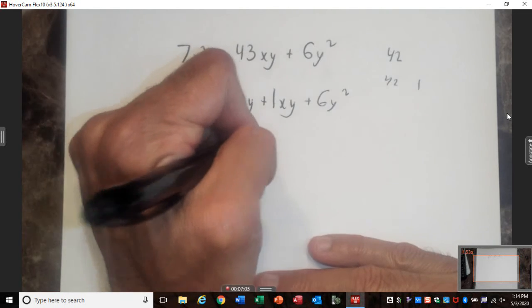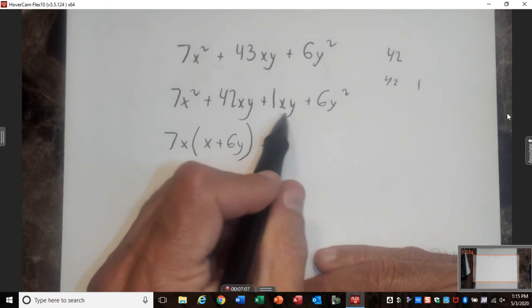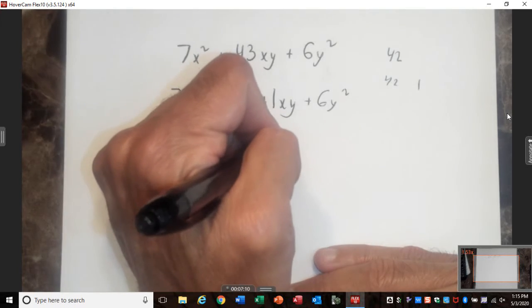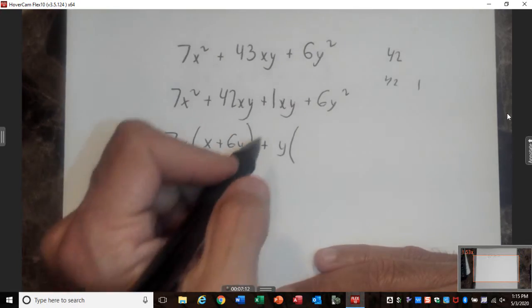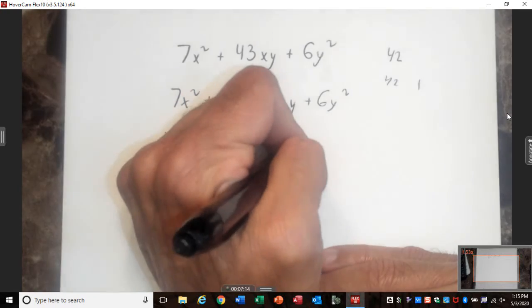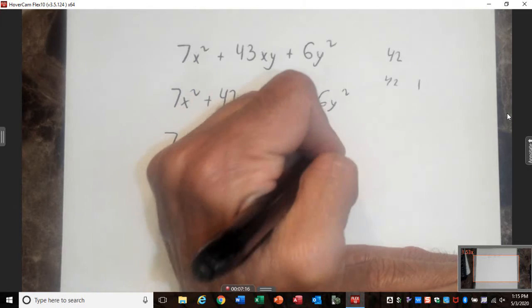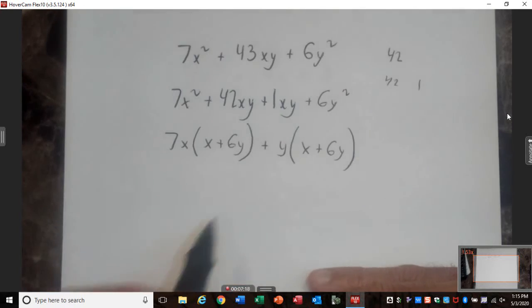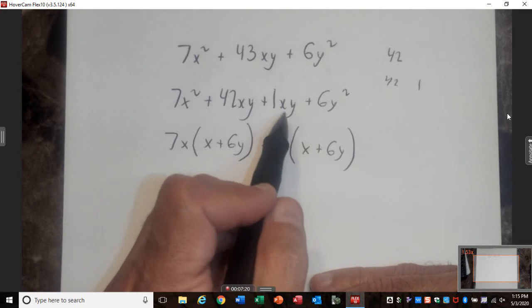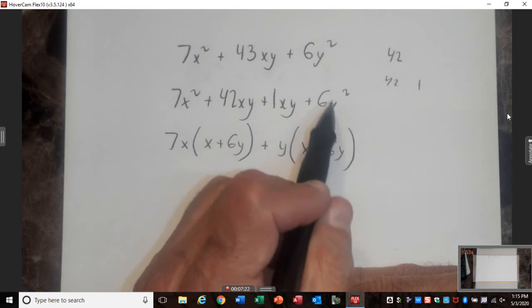Okay, plus what's common here? Well, what's common here is a y. So a y, and then you divide by y, you're going to get 1x, but I can just write x plus 6y. Okay, y times x is xy, and then y times 6y is 6y squared.